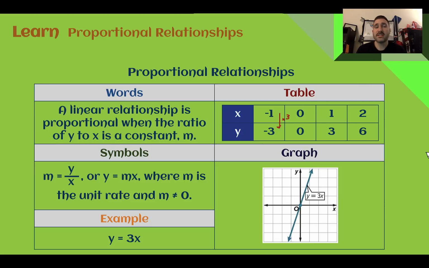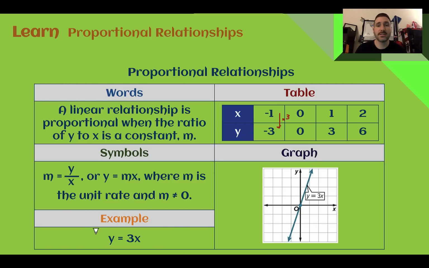We could use symbols, saying m, our constant of proportionality, or as we go through, we'll call it the slope, is the ratio of y over x, or it might be rearranged as y = mx, where m is the unit rate, or again, the slope, and it cannot be equal to 0. We could graph it. Here we have a straight line through the origin. This is the graph of y = 3x.